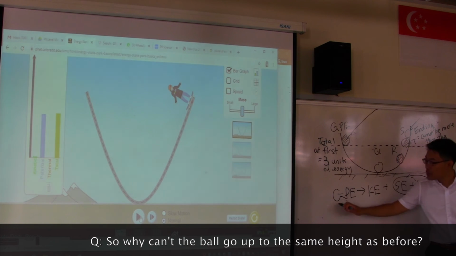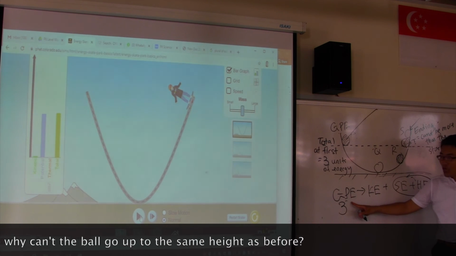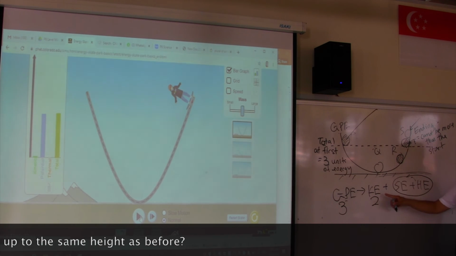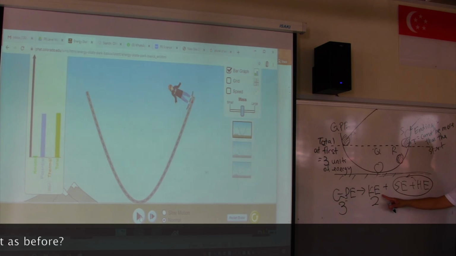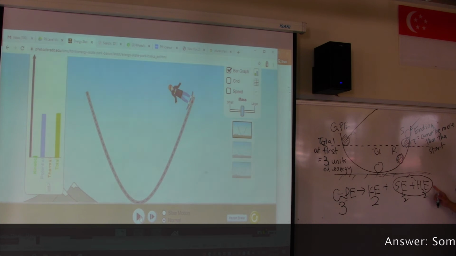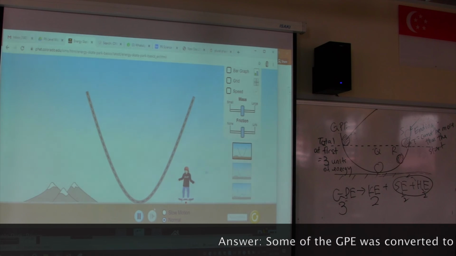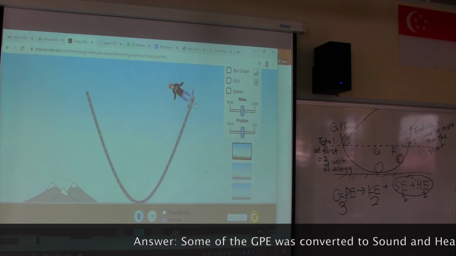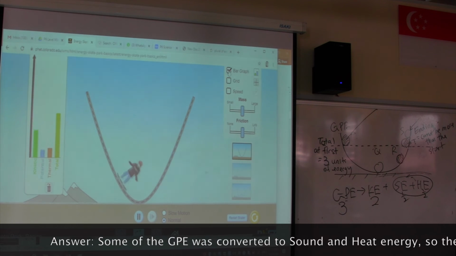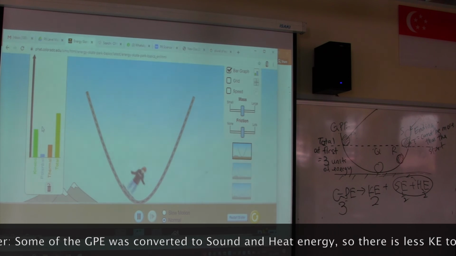So here is like your 3 units at first. Left 2 units of KE to convert to GPE. But here maybe half of it went to sound, half of it went to heat energy. I thought I showed you today, right, John? Here you should be able to see how the energy becomes less and less.